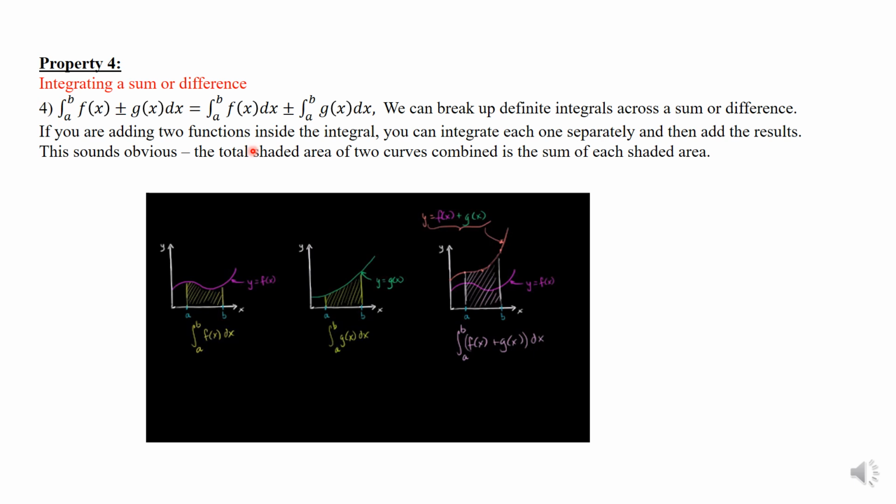This is obvious. The total shaded area under the two curves combined is the sum of each shaded area. If you look at this graph, this is the shaded area under f of x. This is the shaded area under g of x. Now f plus g of x will be a new function, but the area shaded under f plus g of x will be equal to the sum of the areas under f of x and g of x.